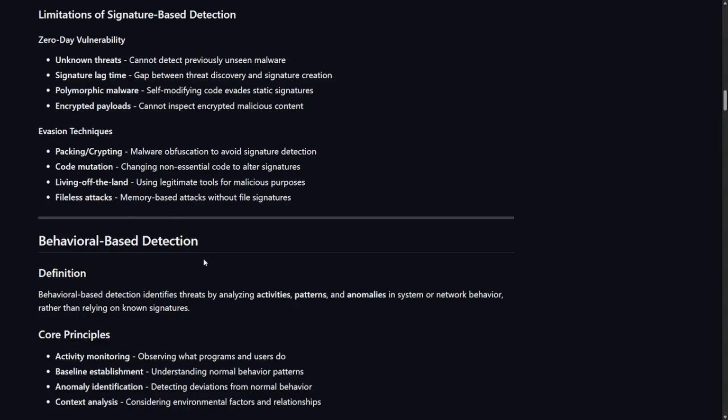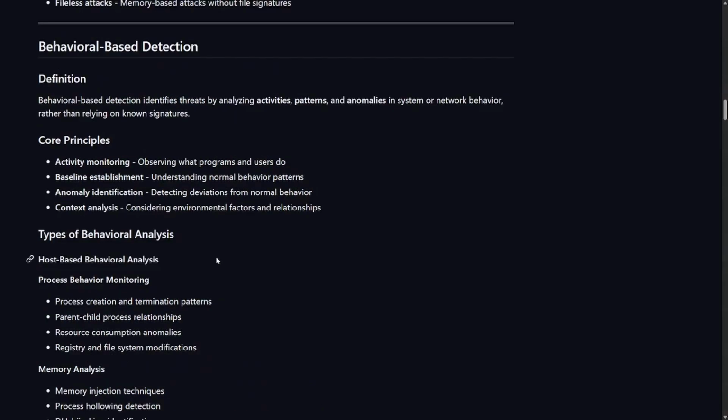For fileless attacks, that's stuff that happens in memory, right? Memory-based attacks without a file signature. For behavioral, what does behavioral mean? How a program behaves, or how a person on a network behaves, right? This is how they detect it. They're not relying on those signatures. They have to be really, really well tuned.